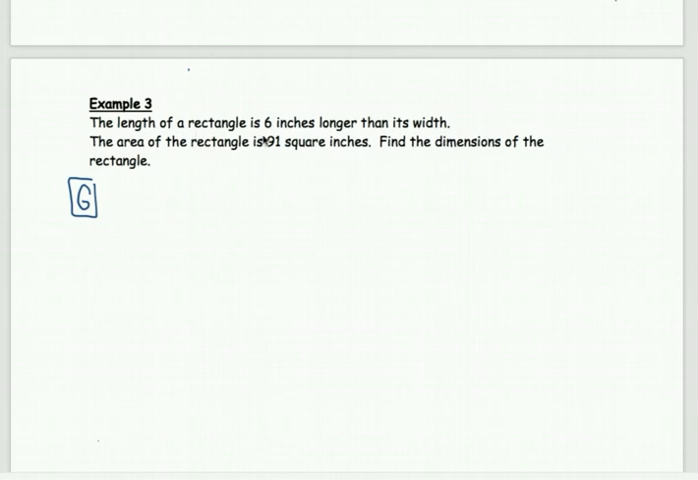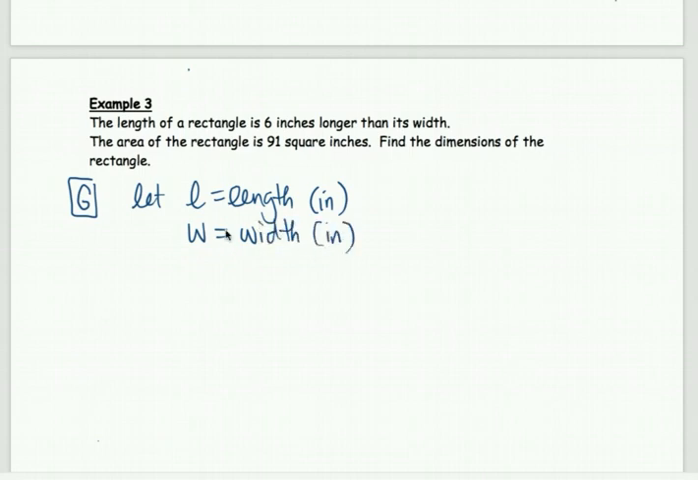So we have the length of a rectangle 6 inches longer than the width. The area of the rectangle is 91 square centimeters. Find the dimensions. Okay, so let's just write down everything we have. Let L be the length of the rectangle in inches, and let W be the width, also in inches. And we'll call A the area in inches squared.